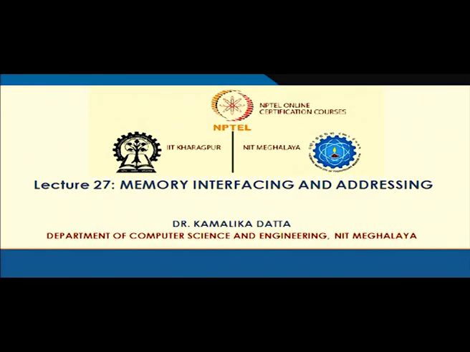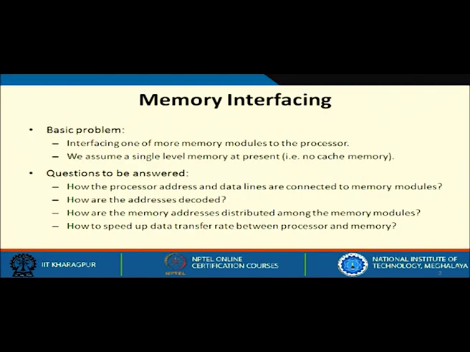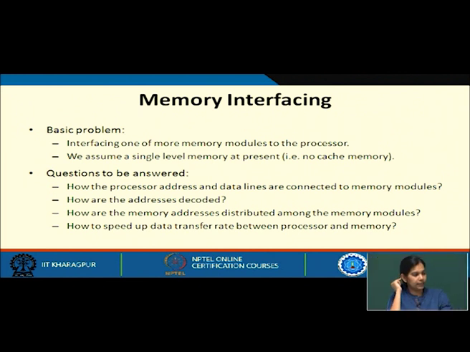Another thing that we will be looking into is how we can further increase the speed of this memory. So, let us look into this. Memory interfacing: the basic problem is how we can interface one or more memory modules to the processor. Here we assume that we have a single level memory at present. So, no cache memory, for the time being.